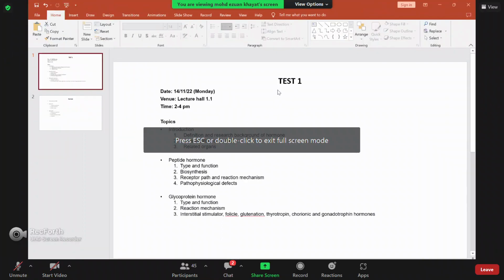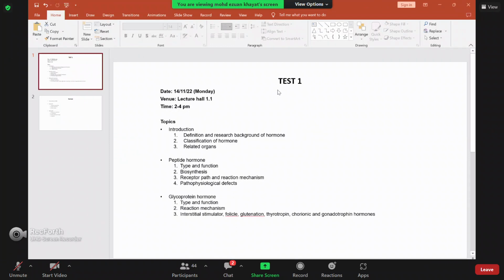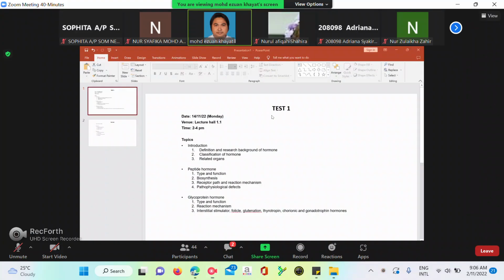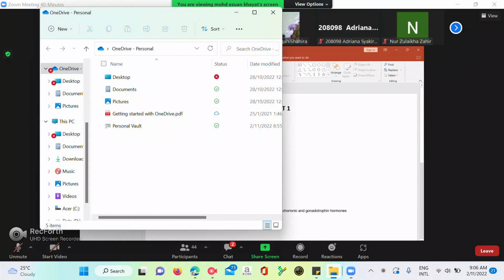And so on. So the second topic will be peptide hormone. If you look back at the topics of the peptide hormone, all the topics relating to the peptide hormone will be included in test one. So you have to look at the types and function, bias disease, receptor and pathophysiological defect. Number 4, pathophysiological defect, is about the disease. You have to look into the disease that relates to the peptide hormone.